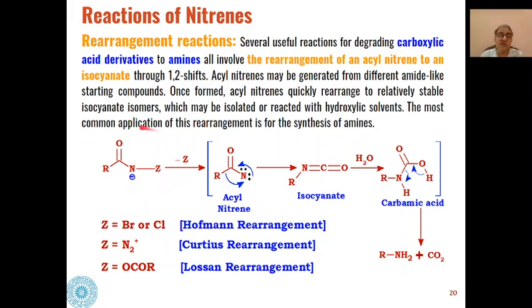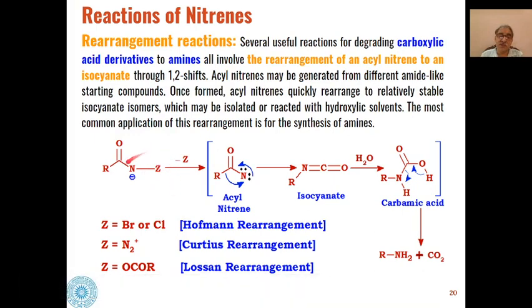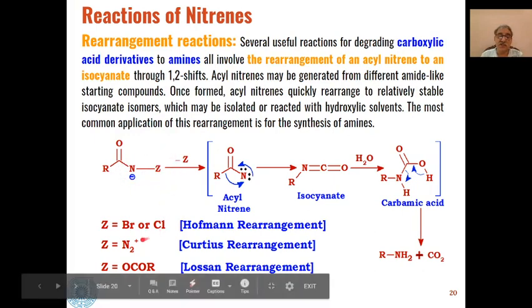So for example, in general, if we have these types of substrates where this Z is bromo or chloro, it is the Hofmann rearrangement. If this Z is N2, that means the total is N3, that is azide, then this will be called the Curtius rearrangement. And if this Z is an ester, that is again a derivative of carboxylic acid, then this will be called the Lossen rearrangement.